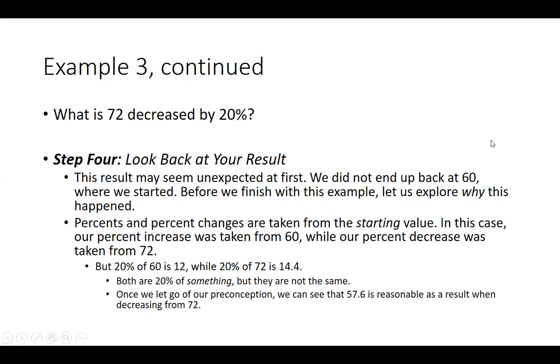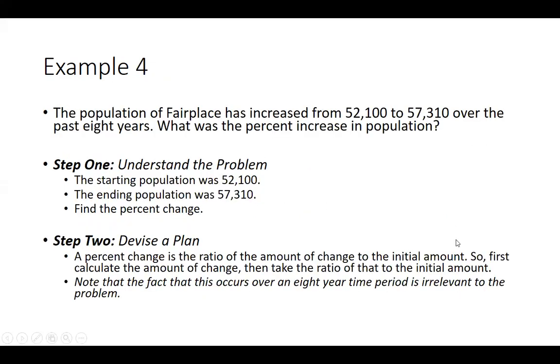Let's have another example. In example 4, we're told that the population of Fairplace has increased from 52,100 to 57,310 over the past 8 years. What was the percent increase in population? So if we're understanding the problem correctly, we have that the starting population was 52,100, the ending population was 57,310, and we want to find the percent change.